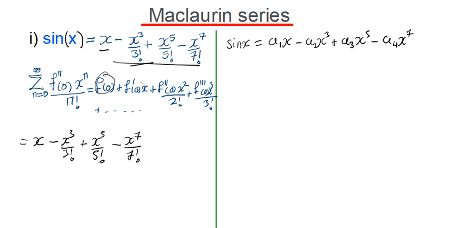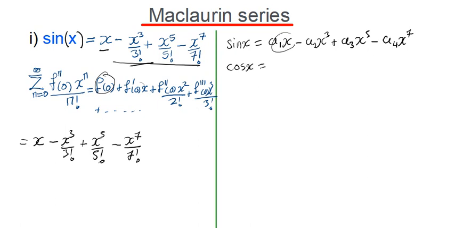Our a4 is 1 over 7 factorial. Now we want to show that that is true. So what you're going to do is that you have to differentiate this on both sides. So differentiating sine, you get cos x.